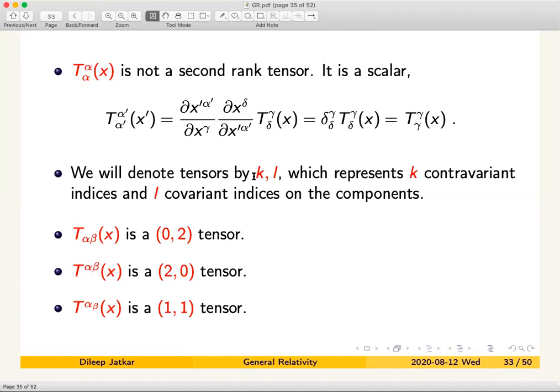And as I said, we would use (K, L) as a notation to denote a tensor of contravariant rank K and covariant rank L. Since it has no contravariant index and two covariant indices, it's a (0,2) tensor. Similarly, T alpha beta with both indices upstairs would be called a (2,0) tensor, and T alpha upstairs and beta downstairs is called a (1,1) tensor.